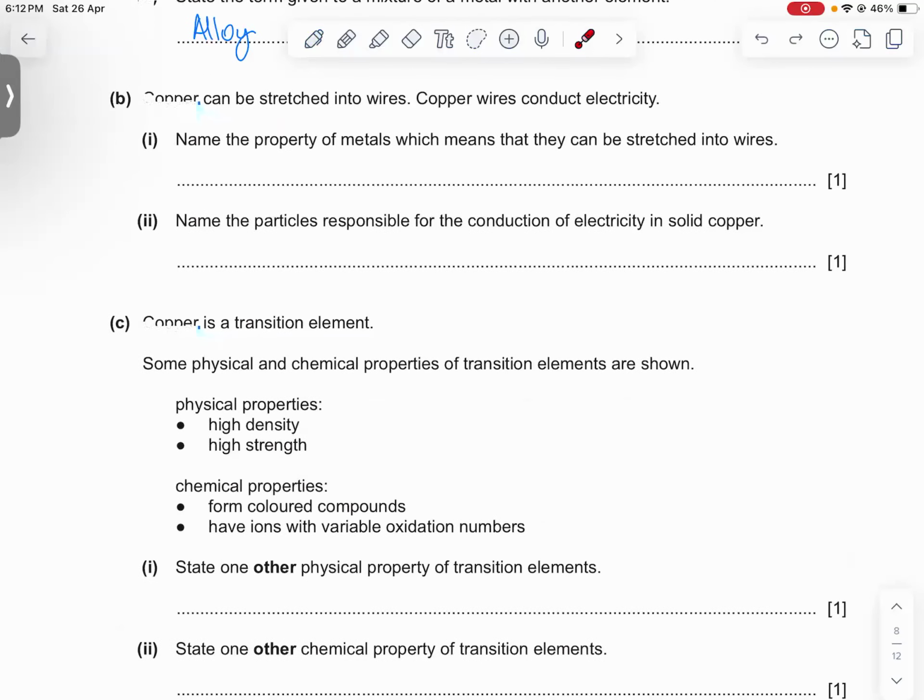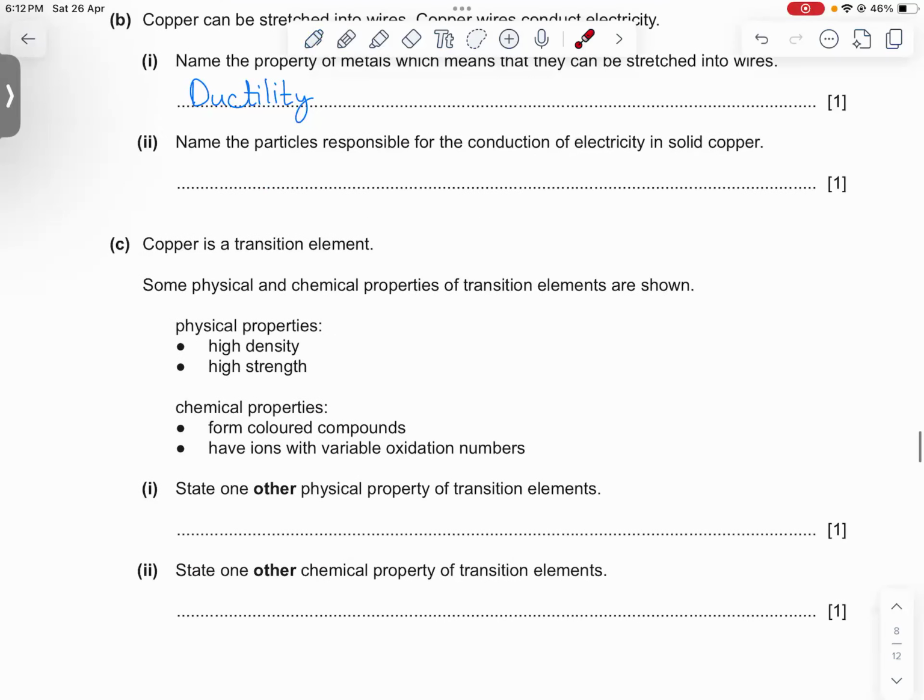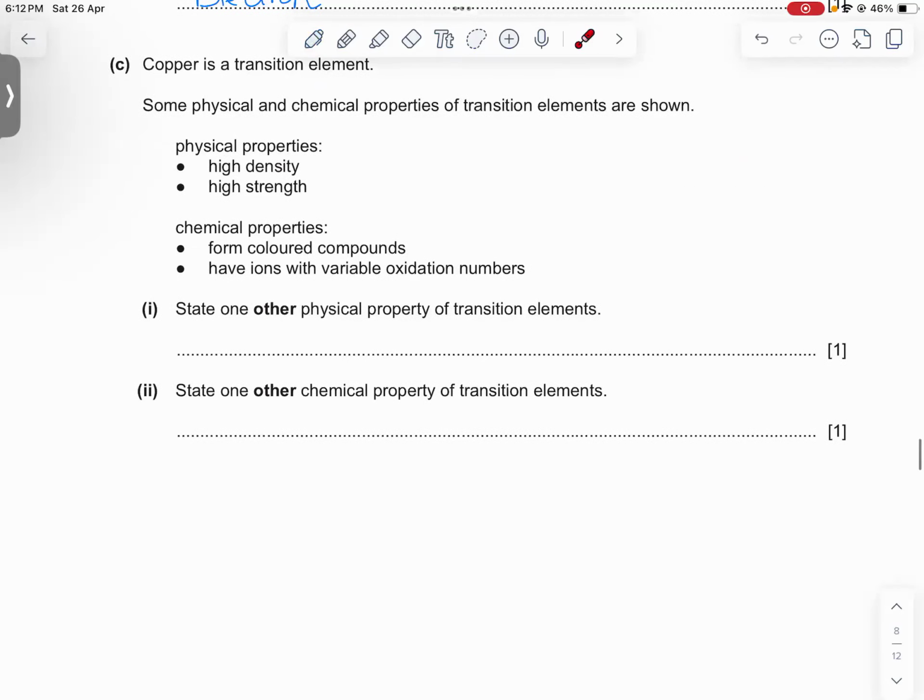Next question. Copper can be stretched into wires. Copper wires conduct electricity. Name the property of metals which means that they can be stretched into wires. That property is called ductility. Ductility is the property of metals which allows them to be drawn into wires. Name the particle responsible for the conduction of electricity in solid copper. The particle is called the electron.